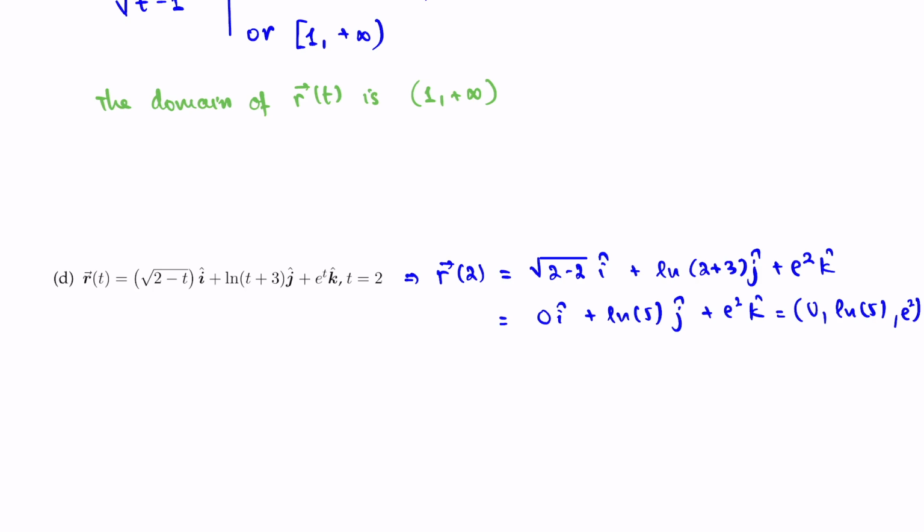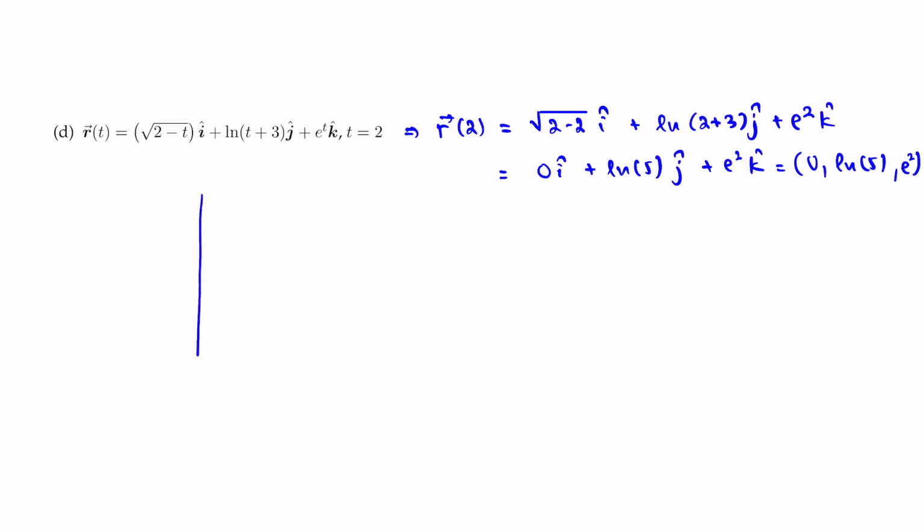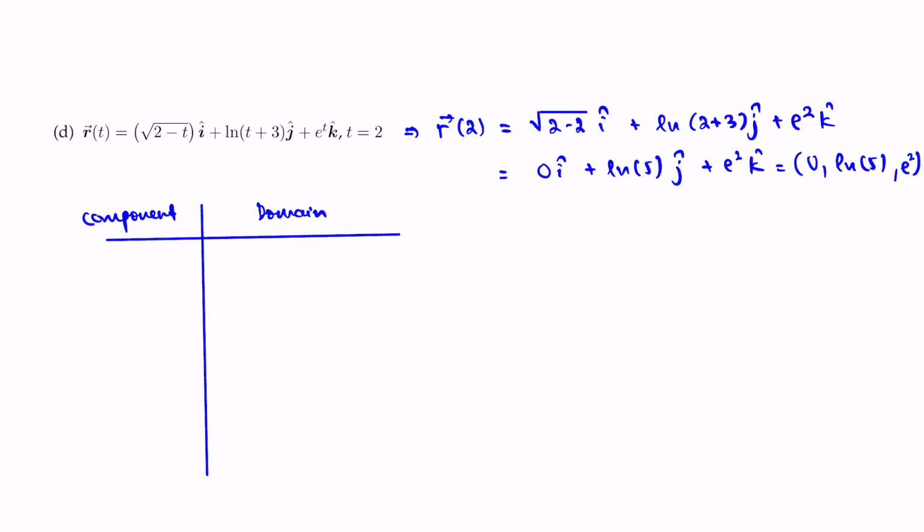Similar to the last few examples, you get to make a table. On one side, you have the component of the vector value function. On the other side, the corresponding domain. So the first component, you have square root of 2 minus t. That is 2 minus t is greater than or equal to 0, or t is less than or equal to 2. In terms of the interval notation, you have this to be from negative infinity to 2, and including the endpoint 2 because of the equal sign here.